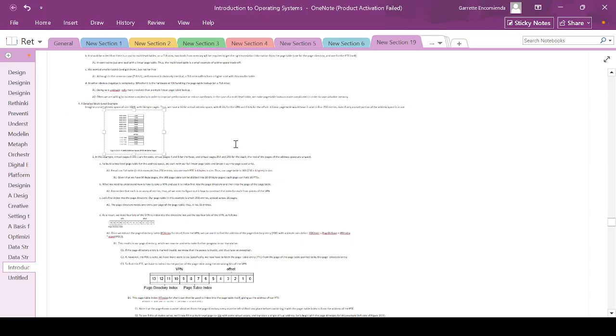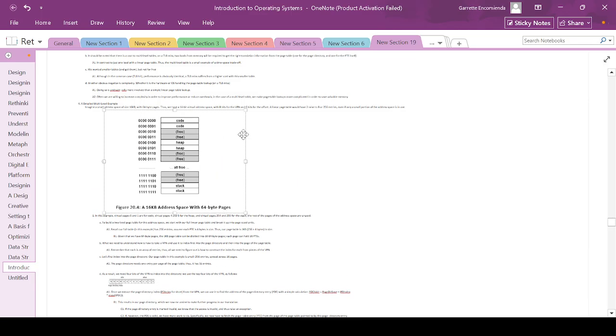A detailed multi-level example. Imagine a small address space, 16 kilobytes with 64-byte pages. Thus, we have a 14-bit virtual address space with 8 bits for the VPN and 6 bits for the offset. A linear page table would have 2 raised to 8, or 256 entries, even if only a small portion of the address space is in use.